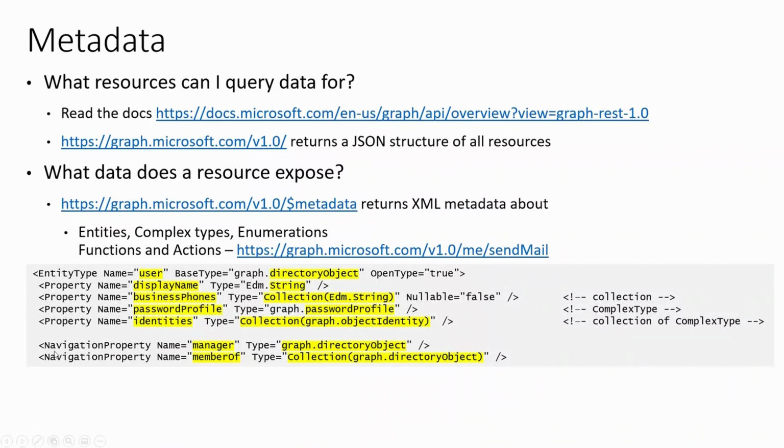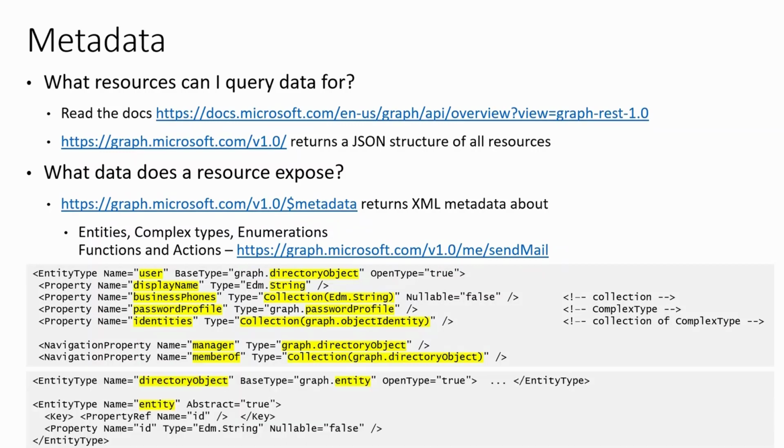Then you have the navigation properties, and you can think of that as links going from one place to the other. And that really helps you to navigate from entity to entity. Like if a user, do I have a manager? And it looks like you can only have one manager here. And it can be a directory object, meaning that I could have an application or a group as a manager. That would be exciting to see, but it's most probably going to be a user. Member of, it's going to be a collection of directory objects because I could be a member of many things.